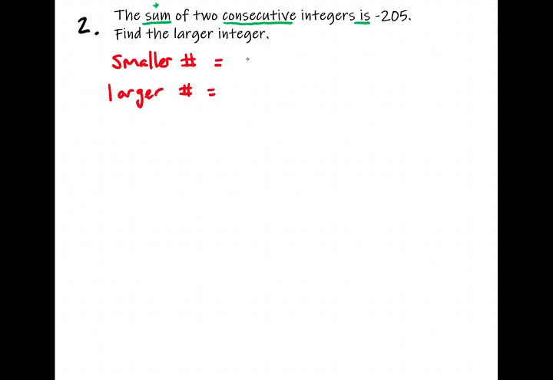So if the first number, you could say smaller, larger, or first, second, if we call the first number x, what are we going to call the second number? Well, the numbers are consecutive, which means one after another. So like I said, 3, 4, 11, 12, so on and so on. So with consecutive numbers, the second number is always one more than the first number. So for the larger number, we could call this one more than the smaller number. So x plus 1.